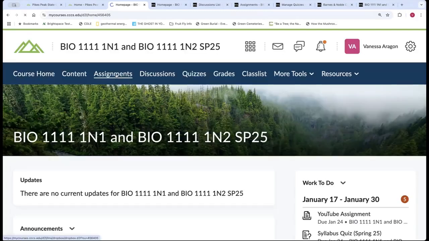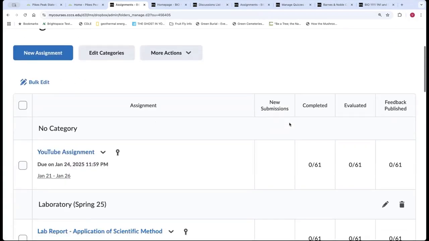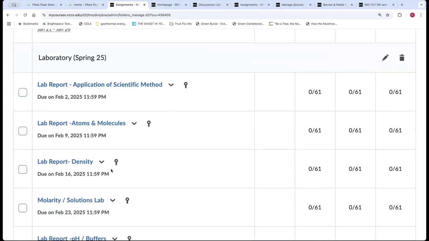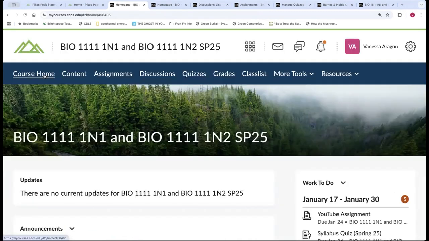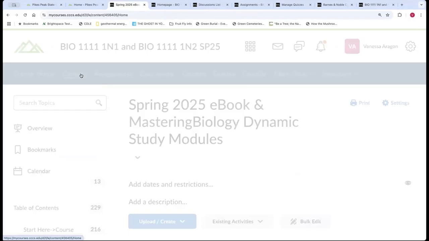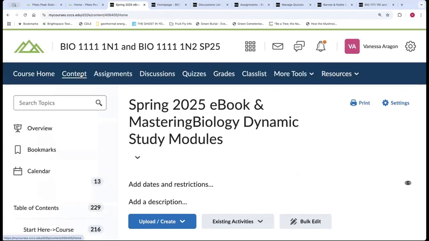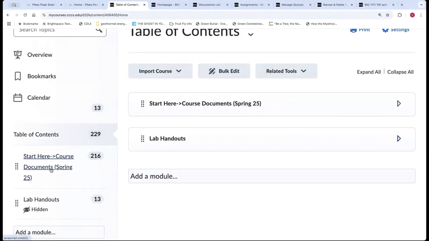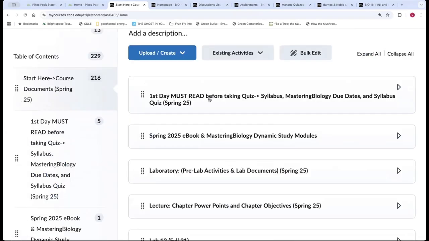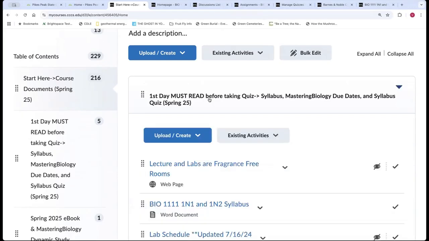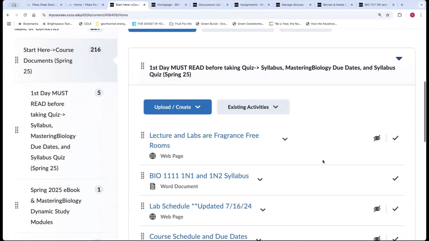Okay, I'm going to show you the assignments folder again. These are your assignments. Notice they already have all of the due dates set for the semester. I'm going to click into the contents. This is where you're going to find all the information that you need to be successful in this course. So I'm going to go ahead and hit start here, course documents. So the first thing, first day must read. You do that before taking the quiz, syllabus, everything.